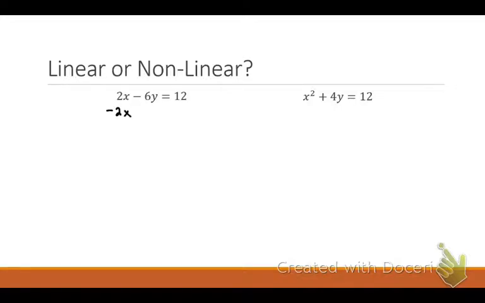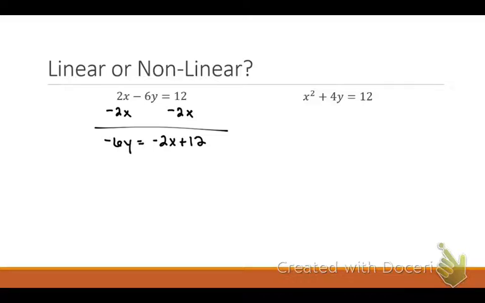Okay, what's my first step to solve for y? Subtract 2x from both sides. Okay, negative 6y equals negative 2x plus 12. This is a great review for you because you have one on your test tomorrow, a separate problem where you have to solve for y. Could you do it? Okay, write it in slope-intercept.